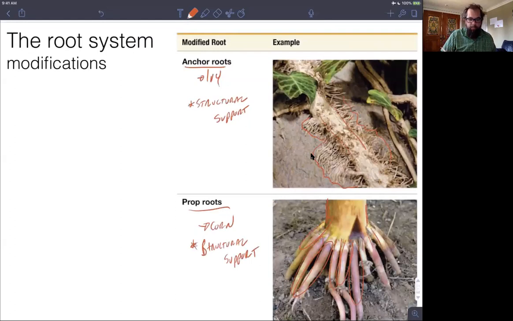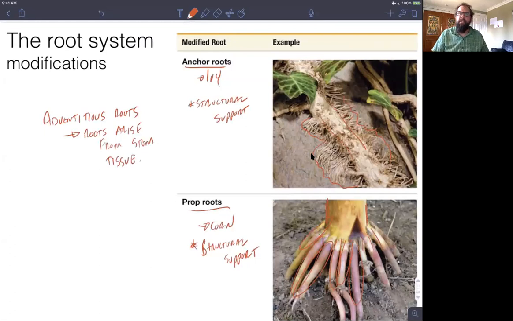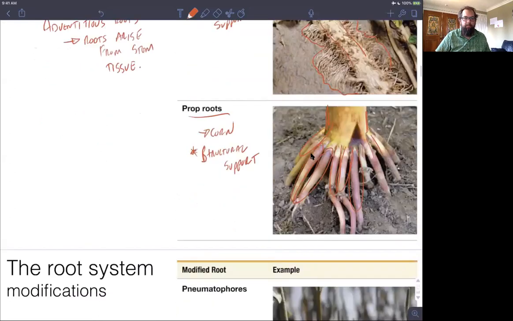These are, in both cases, adventitious roots. And all that refers to is roots that arise from stem tissue. They are referred to as adventitious roots. And so these are both providing different types of support in the plant.